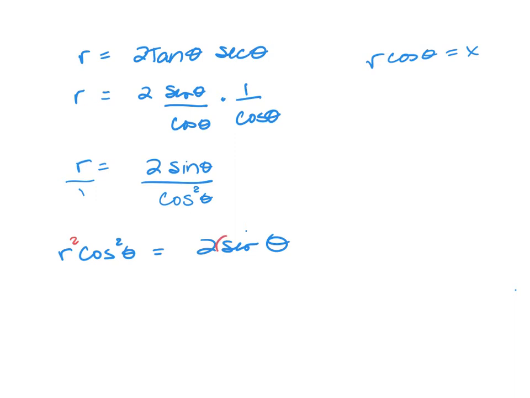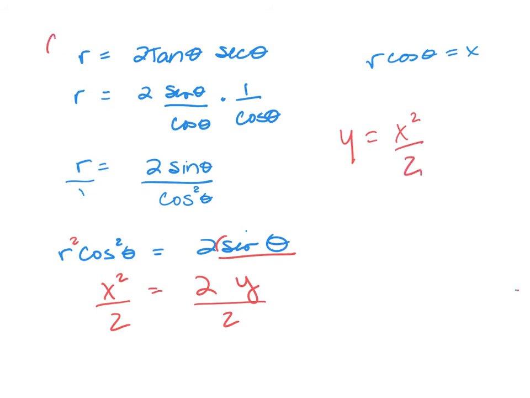You can't do one thing to one side of the equation and not do it to the other side of the equation. So technically, this is r cosine of theta times r cosine of theta. There's 2 of them, so this is x squared. And this is 2 times y, because r sine of theta is y. You need an r, so I added an r to both sides. And I need to leave the y alone. And so y equals x squared over 2. So that was the C type.